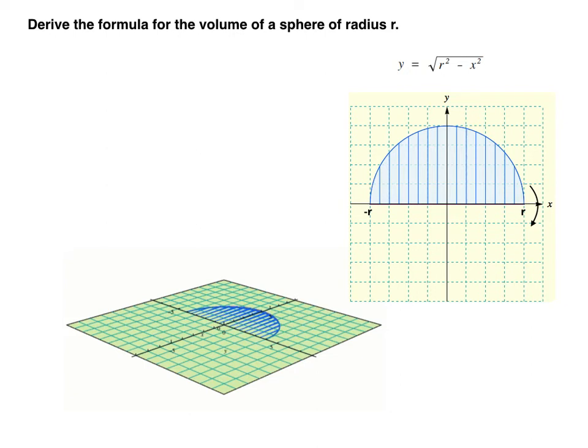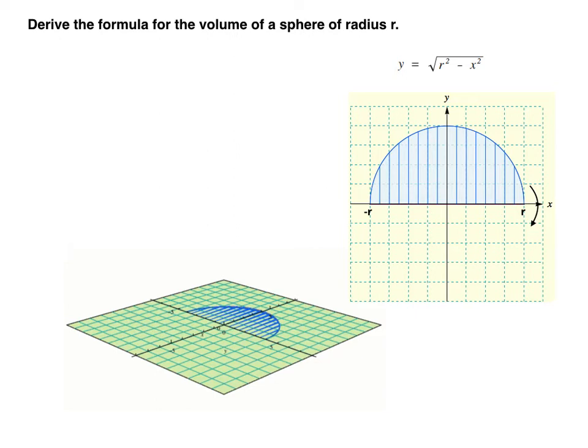Okay, let's look at what it is we're trying to accomplish. Then we'll look at the graphs that we have and explain those. And then we'll dive directly into the calculus and derive what it is we're being asked to derive. So, derive the formula for the volume of a sphere of radius r.